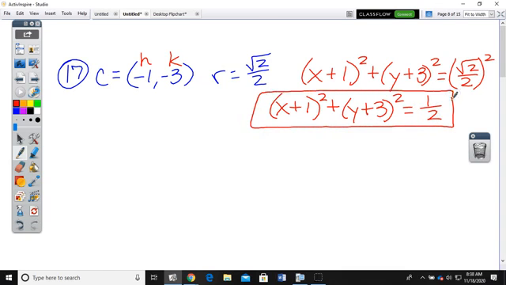That is the equation. Let me try that again. Every now and then, you have to. That was beautiful, Caden.